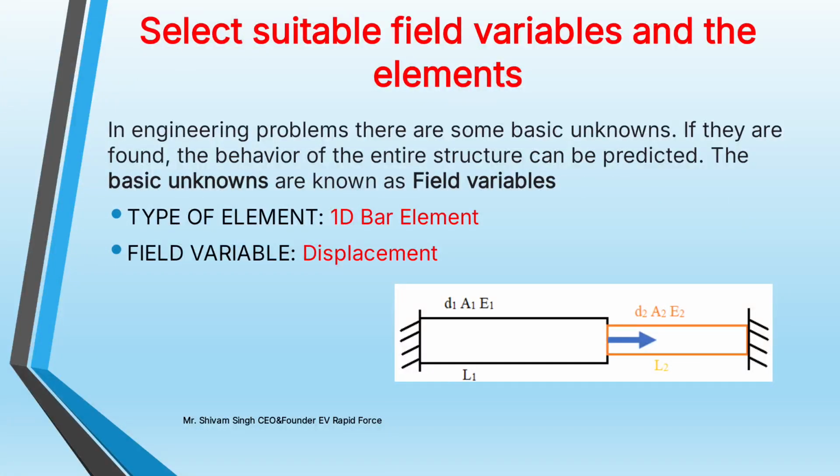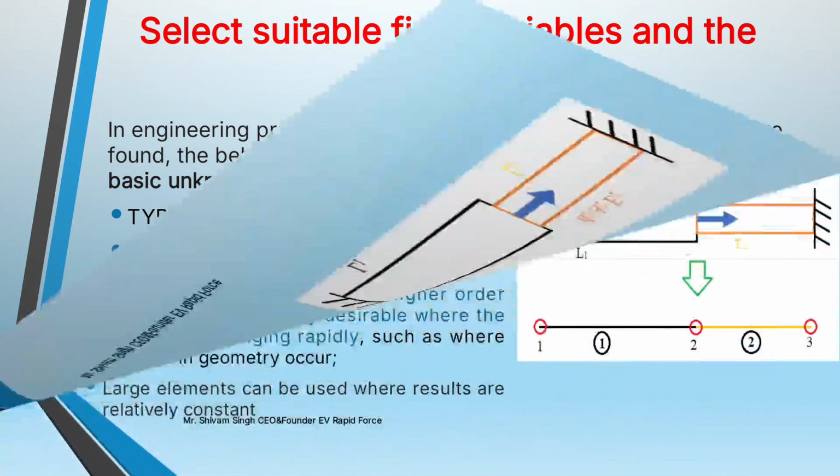We have seen the procedure through an example of a 1D bar element. In that, we have seen a bar with two different cross-sectional areas, A1 and A2, and with lengths L1 and L2, and that bar is fixed at the opposite ends. Similarly, we have an engineering problem: let us find the behavior of the whole structure, where one force of 7 kilonewtons is applied at the middle.